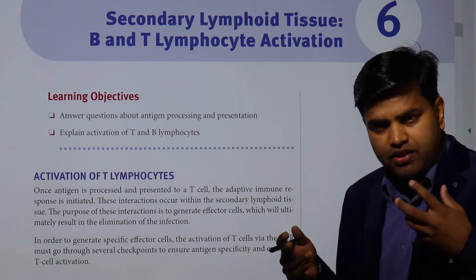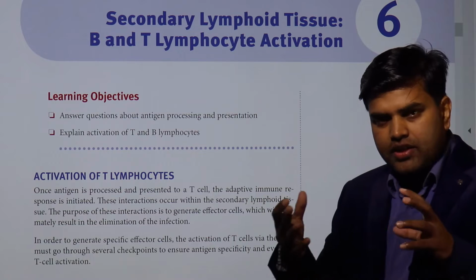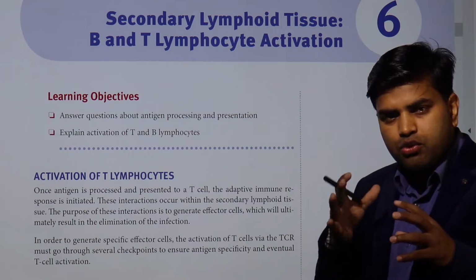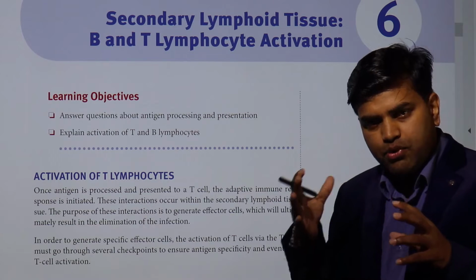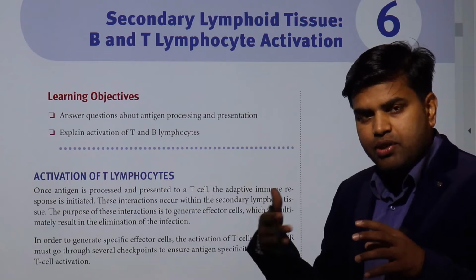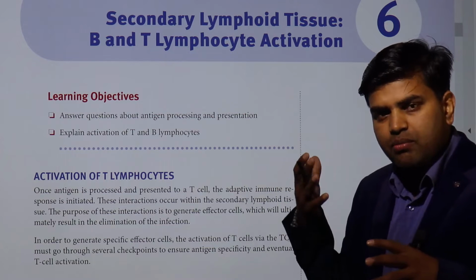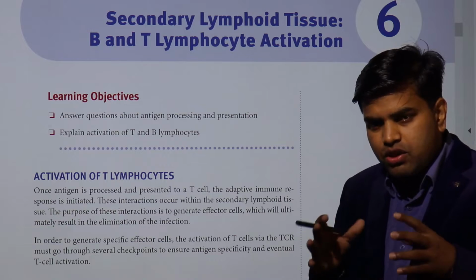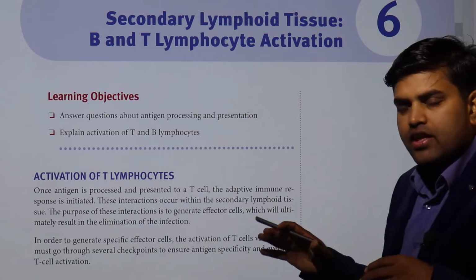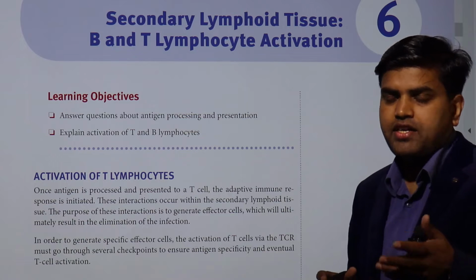T cell. When the T cell gets this antigen, it will check in different phases to understand that the proper antigen has been processed: first captured, then processed, and then presented. So it is processed and presented to the T cell. Once the T cell has checked everything, it will try to get activated.